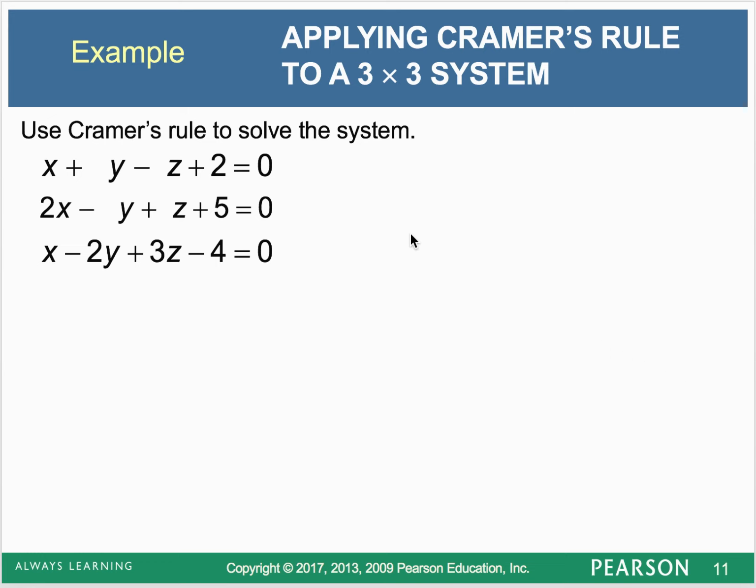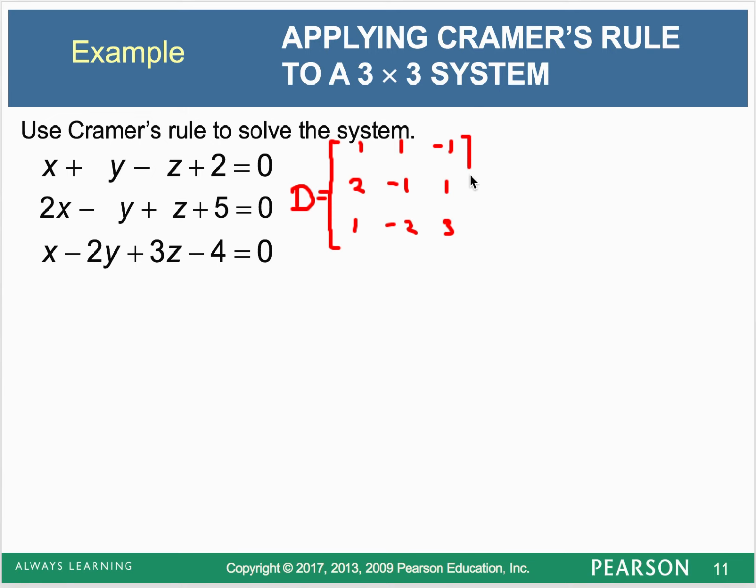All right. So first off, again, just to save room. Make this matrix that's going to use just the coefficients of all of my variables. So 1, 2, 1, 1, negative 1, negative 2, negative 1, 1, 3.